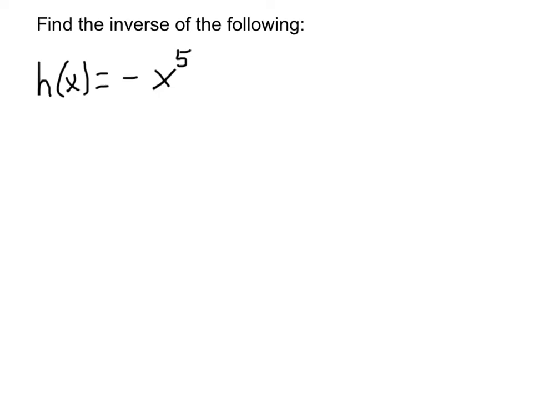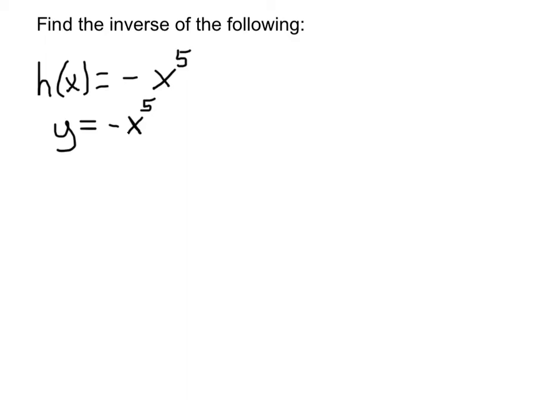Okay, on this one we're looking for the inverse of this function, and it's already written in function notation, so h of x is equal to negative x to the fifth power. Now, this is written in function notation. We're going to need to rewrite this one with a y instead of h of x. So y is equal to negative x to the fifth power.